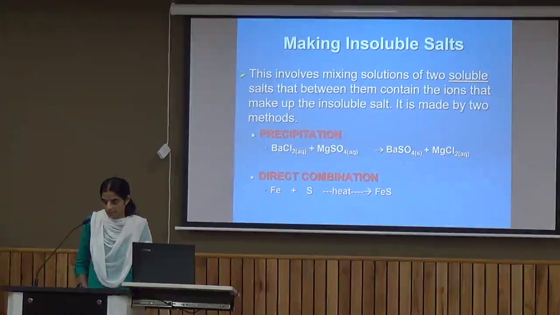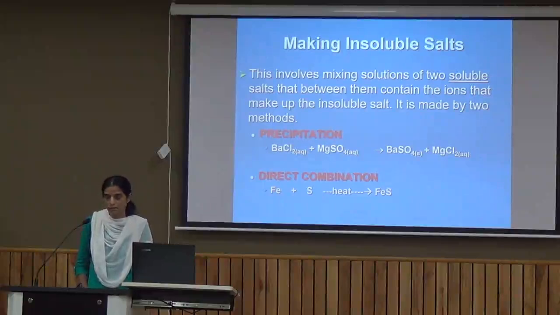First one is the precipitation reaction, where you have the salt in the form of precipitate. Like here, barium chloride is combining with magnesium sulfate. Both are soluble salt solutions. They react with each other to form barium sulfate, which is an insoluble salt, that is, which appears in the solution in the form of precipitate.